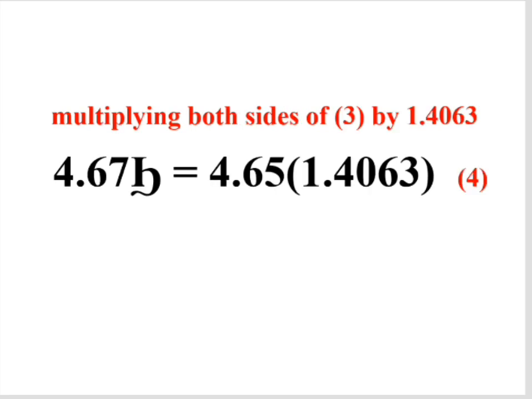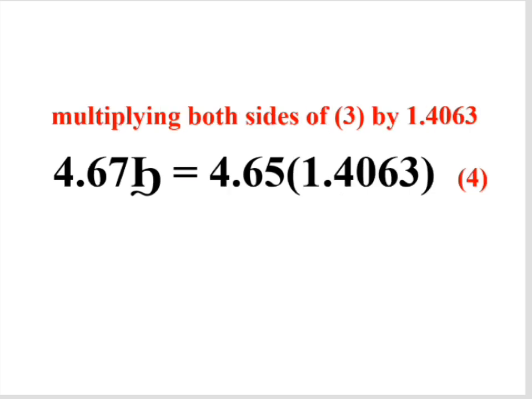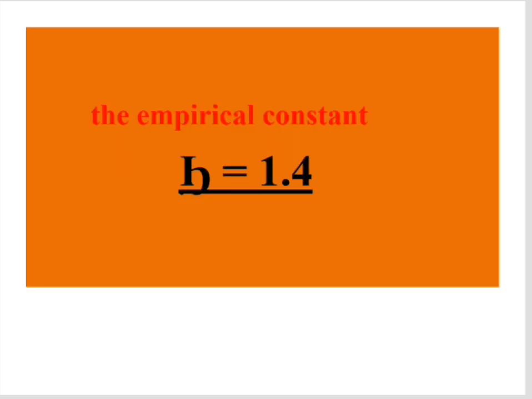And then, when we simplify further, we'll have that multiplying from equation 2, 4.65 by 1.4063, we're going to have on the right hand side 6.5393, to be equal to the constant multiplied by 4.67. And with that, we can get the empirical constant to be equal to 1 over 1.4. This agrees with the model, where we have the only constant on top in the model to be 1 over 1.4. So this agrees with the first principle model.